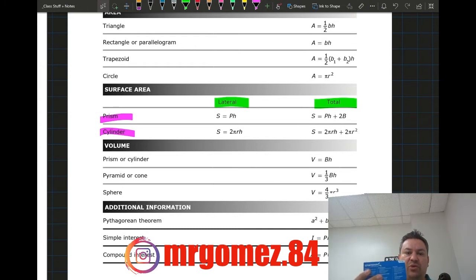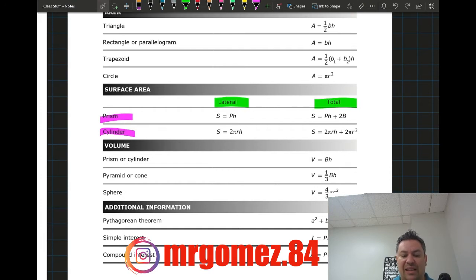So for a prism, you will use S equals PH. Uppercase P stands for perimeter of the base. Just like before, uppercase B stands for area of the base. Uppercase P stands for perimeter of the base. So you're gonna have to find the perimeter and multiply by the height. That's how you find it.